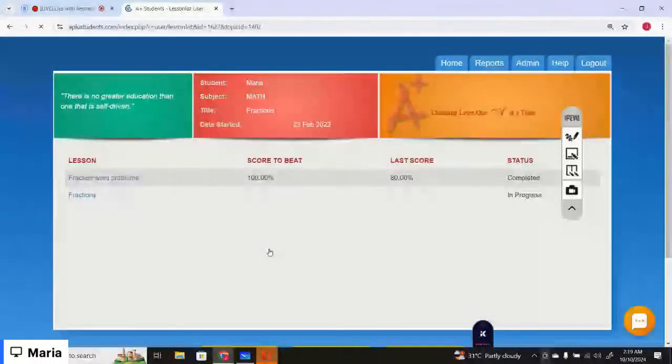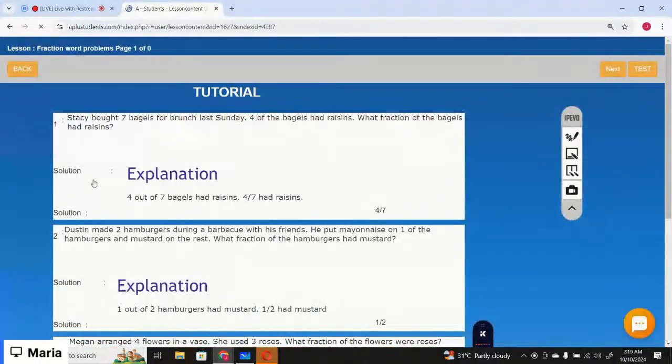Okay, let's just start with the first lesson, that is fractions word problems. Let's just start with the lesson. Okay. So basically this lesson is related to how do we write fractions, right? Stucky bought 7 bagels for brunch last Sunday. Four of the bagels had raisins. What fraction of the bagels had raisins? Which is the correct option?